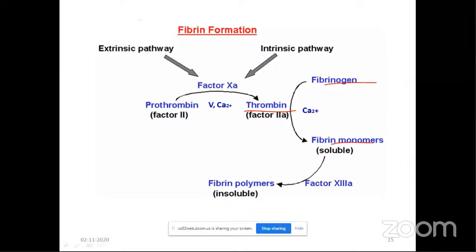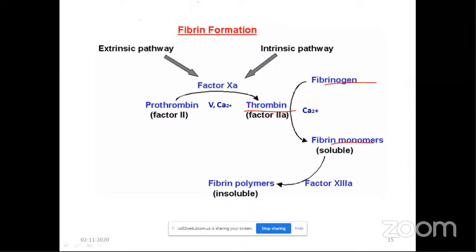Whenever there is either tissue trauma or blood vessel damage, then by either the extrinsic or the intrinsic pathway, prothrombin activator will be formed, which is nothing but a combination of activated factors 10 and 5, in the presence of calcium. Calcium is a very, very important ion. It is required at every stage of the clotting process.